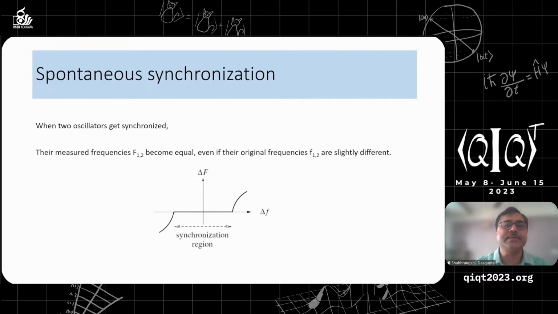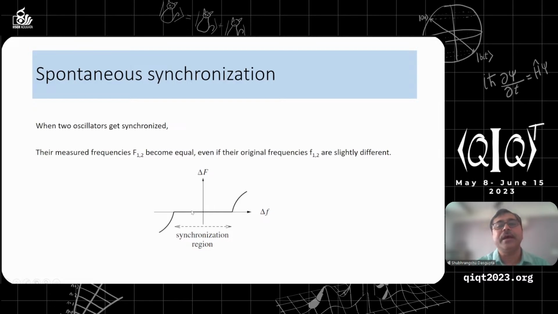So let us summarize the important features. When two oscillators get synchronized, their frequencies that one can measure become equal, even if their original frequencies are slightly different. And there is a synchronization region, as you can see. For example, the two frequencies, small f1 and small f2, are different. Even so, the delta f, which is the frequency difference of the two oscillators, when synchronized, is 0.